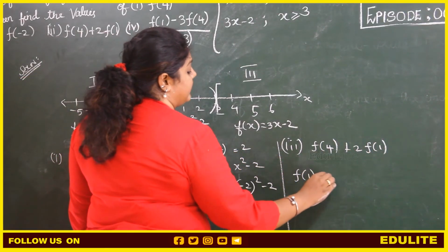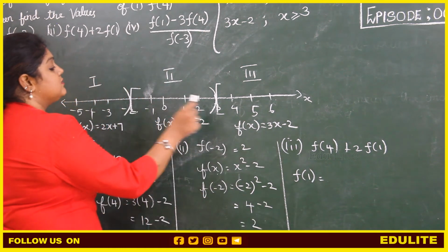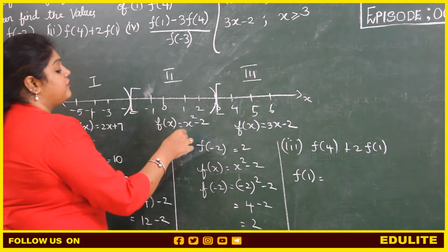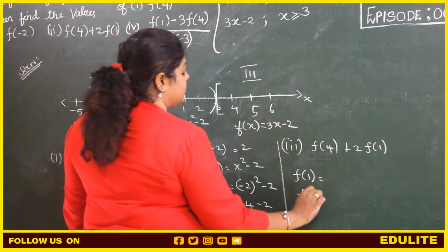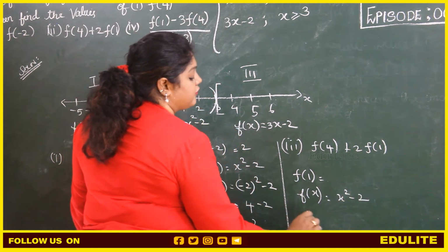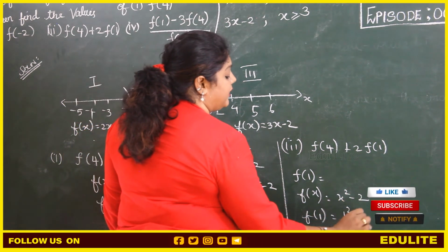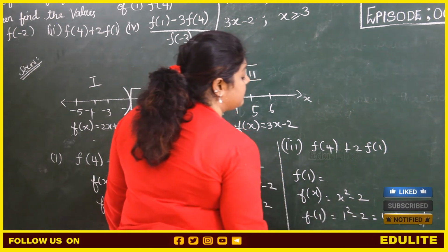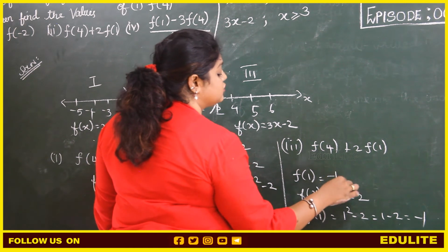F of 1, the x value is 1, which falls in the second interval. Therefore, we should use f of x as x squared minus 2. Therefore, f of 1 is equal to 1 squared minus 2. 1 squared is 1, minus 2. 1 minus 2 gives minus 1. F of 1 is equal to minus 1.